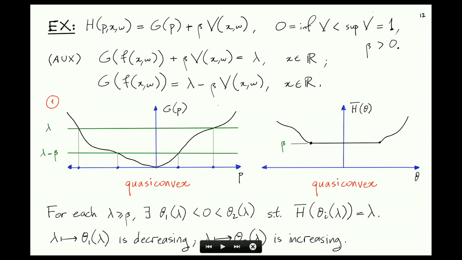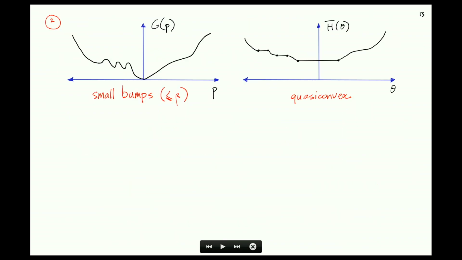So quasi-convex went to quasi-convex. Quasi-convexity is preserved in this picture. Now, you could consider something like this, where it's not quite quasi-convex, but the bumps are small, smaller than the amplitude beta. And in that case, what happens is similar, but now as you have the fluctuation in the range, you need to invert, you need to have some jumps.